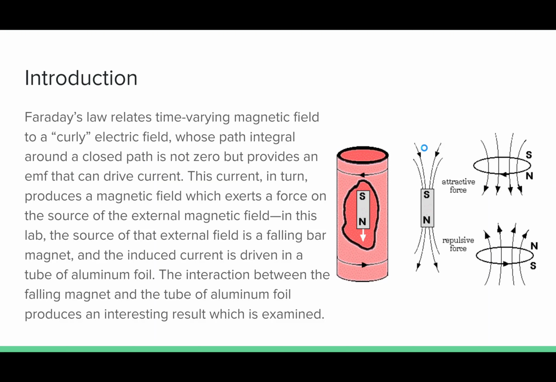Faraday's law relates a time-varying magnetic field to a curly electric field whose path integral around a closed path is not zero but provides an EMF that can drive current. This current in turn produces a magnetic field which exerts a force on the source of the external magnetic field, which in this case was the falling bar magnet. And the induced current is driven in the aluminium foil in this case. And this interaction between the falling magnet and the tube of aluminium foil produced an interesting result, which I will talk about in the course of this lab.